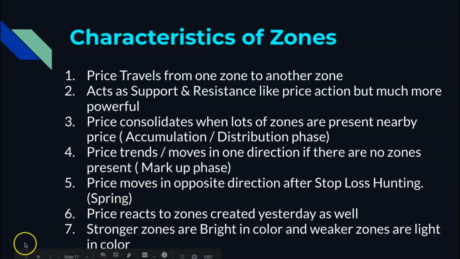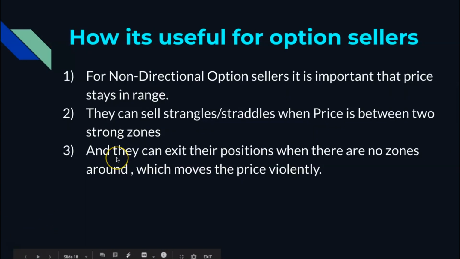Now let us go into the next slide. Let me explain how it is useful for the option sellers. For non-directional option sellers, it is important that the price stays within a range. They can sell strangles or straddles when the price is between two strong zones, and they can exit that position when there are no zones around. Let me show you an example.